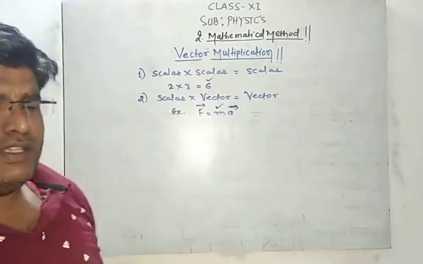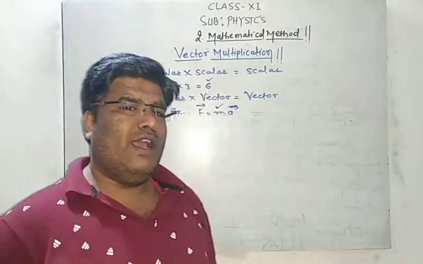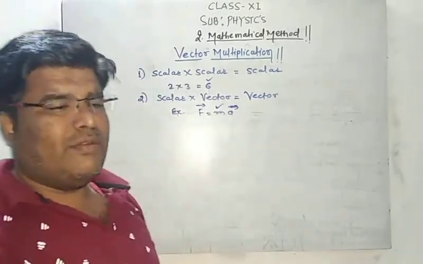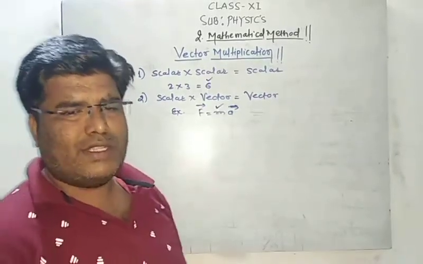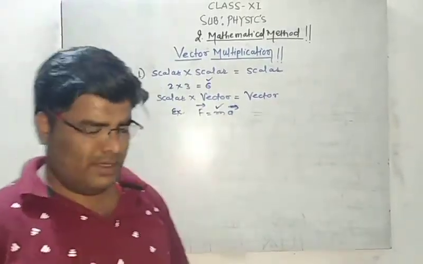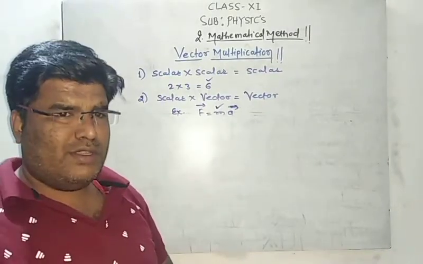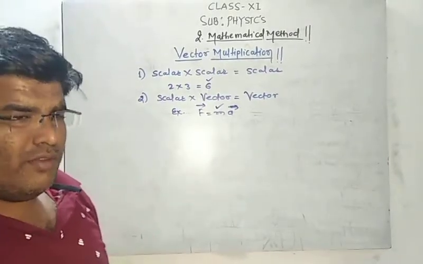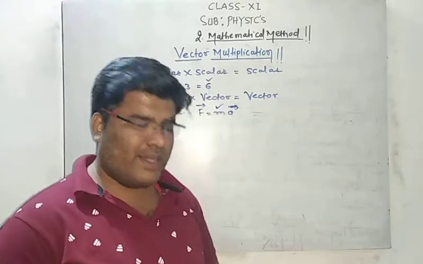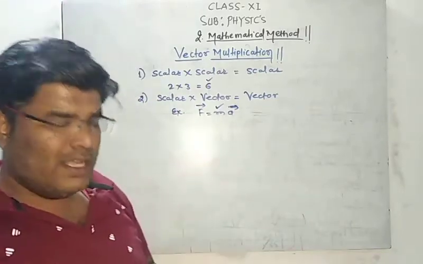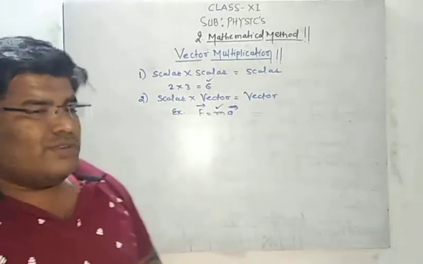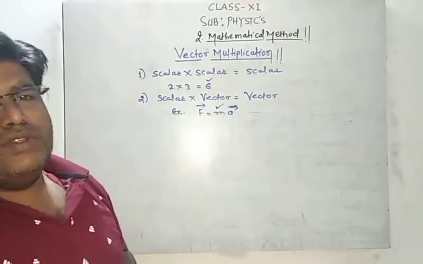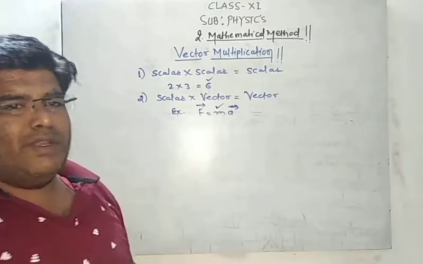In previous classes, we discussed addition and subtraction of vectors. There is a condition for that, that the two vectors are of the same type. There are some rules, right? That is the triangle law of vector addition and the parallelogram law of vector addition. Some formulas are there to find the addition of two vectors. So here, now we are going to discuss vector multiplication.